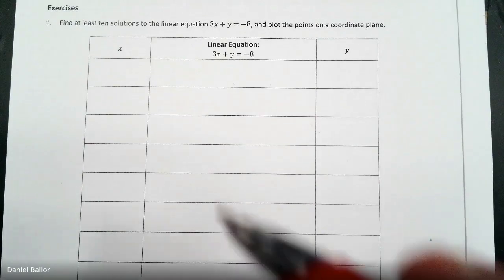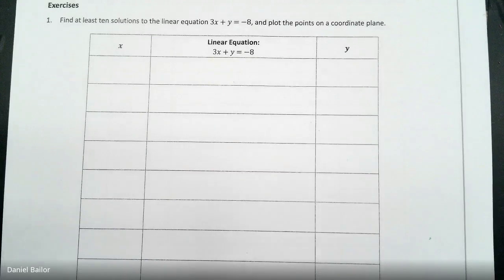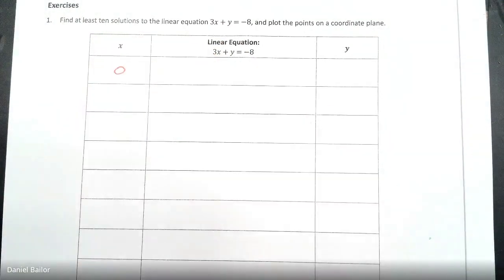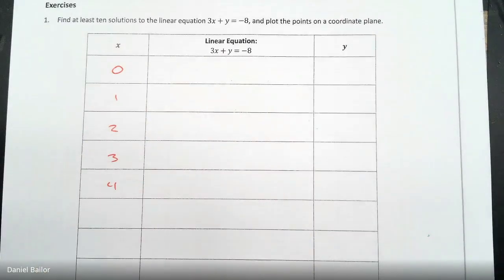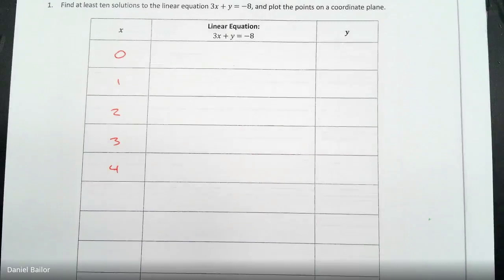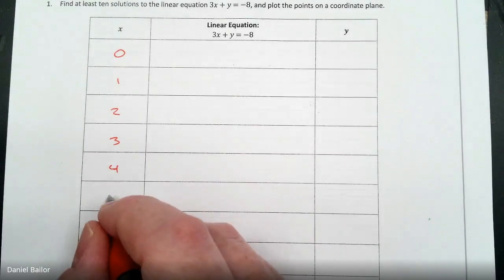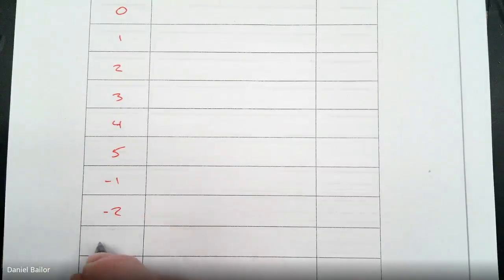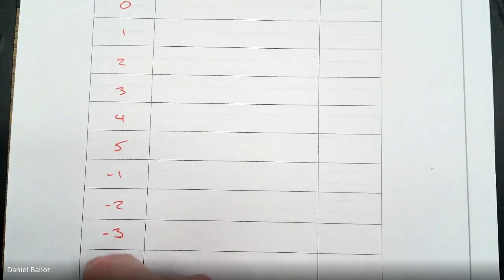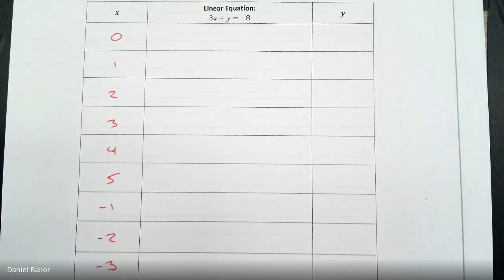Okay, so hopefully you finished this chart for exercise 1. I'm going to do it right now. When I have to pick x's, what I like to do is, 0 is always a pretty easy one. Then I'll just do 1, 2, 3, and 4. Now, just to keep it interesting and check everything else, I like to pick some negatives, and then I'll do -1, -2, -3, and -4. So I have positive x's and negative x's.